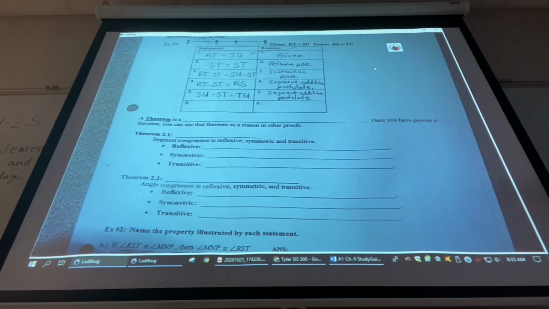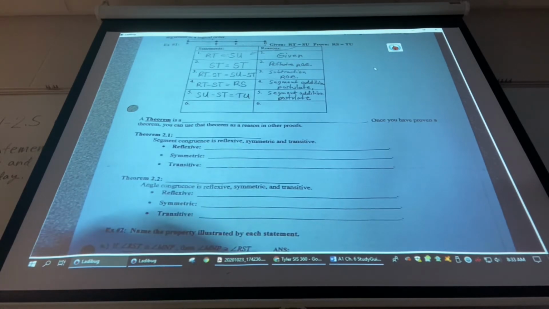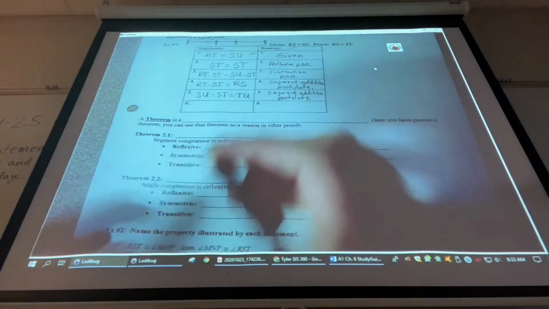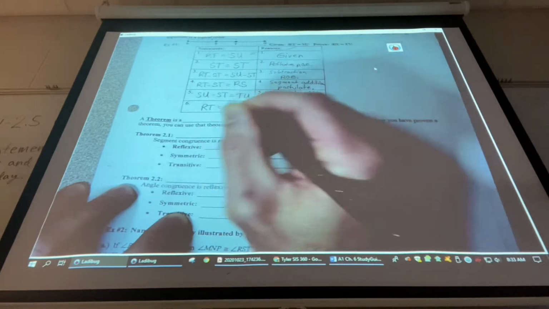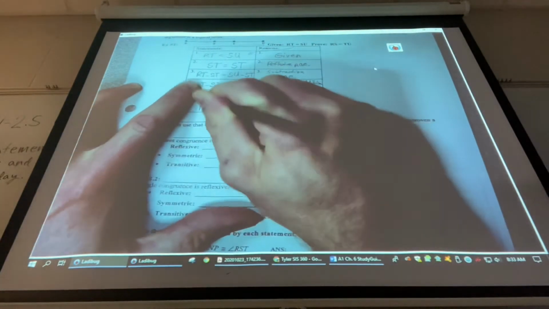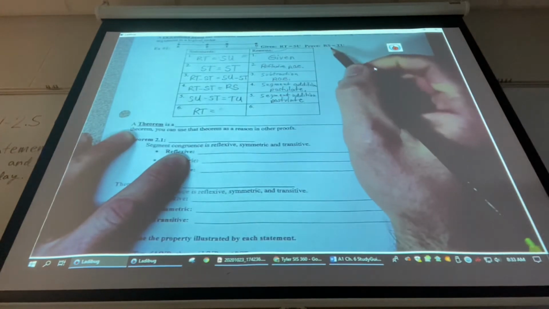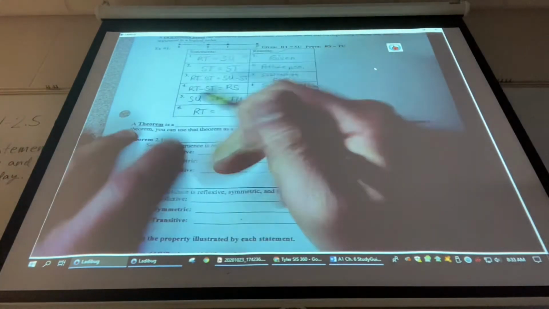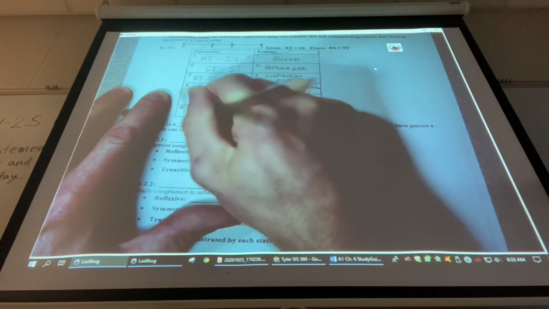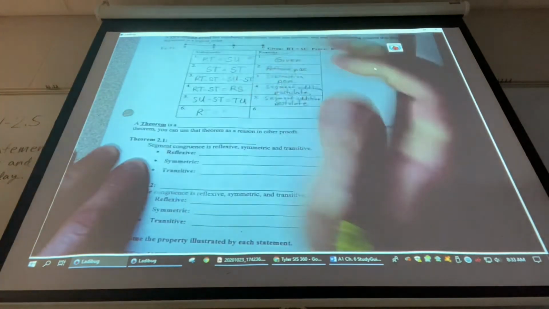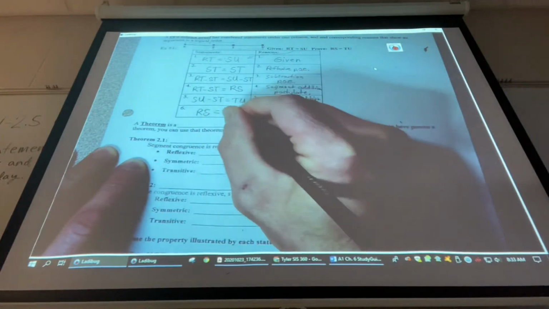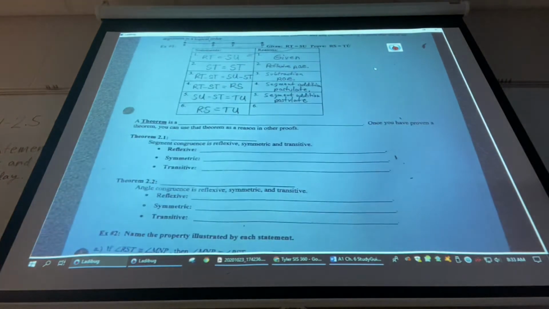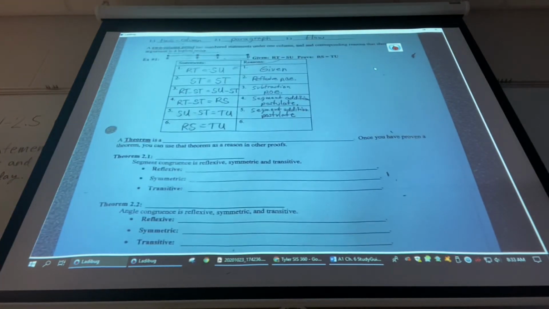Now, finally, we're ready to wrap this up. I'm going to say that RT is equal to SU. I mean TU. Sorry, I wrote the wrong thing. So sorry. We're ready to finish this up. RS is equal to TU. But what's my justification?